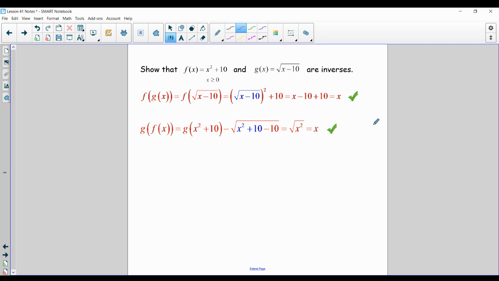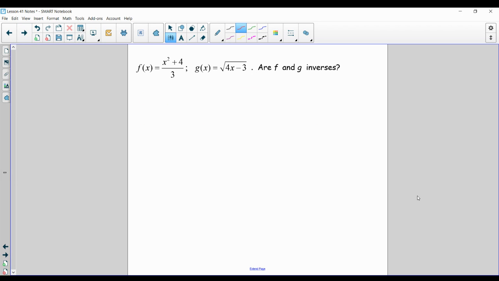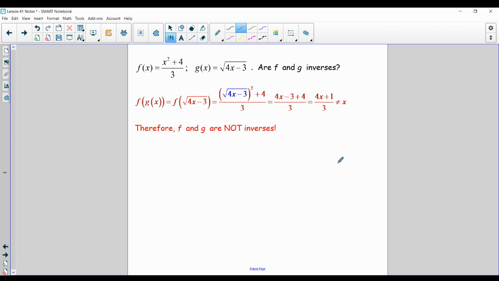Okay, so take a look at those. All right, what if I'm asking you, are they inverses or not? So this one I'm not telling you that they are, I'm asking if they are. When you do f of g of x and then g of f of x, if you get x for answers both times, then they are. If you do one of them and you don't get x for the answer, you don't have to do it the other way, then they would not be inverses. And that's going to be the case with this one here.